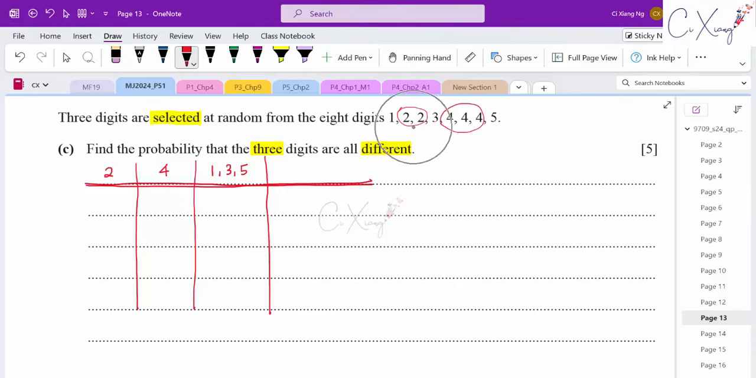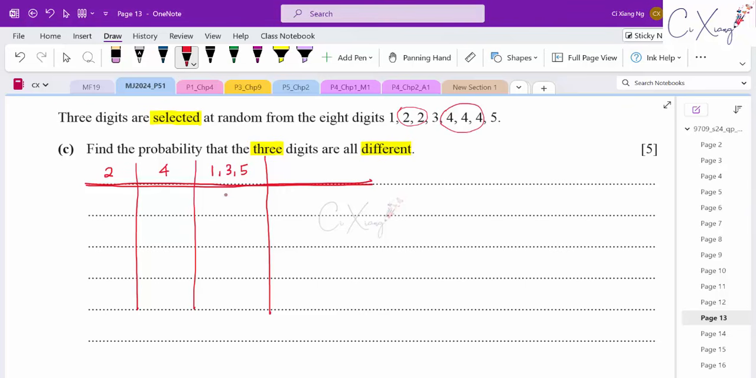So when we have identical numbers in a combination question, it is strongly suggested that you separate them into different groups. Like this one, I separate 2 and 4 into each group, 2 groups. And then the rest of the numbers have only 1 time each, so I just directly put all of them in a group.